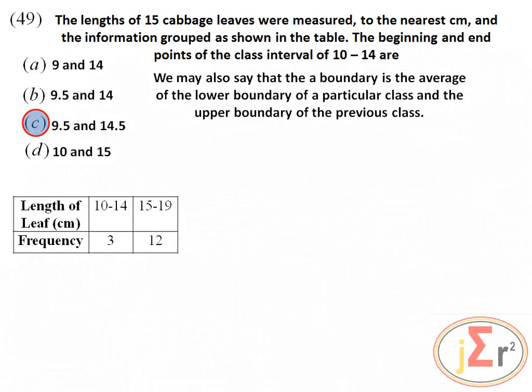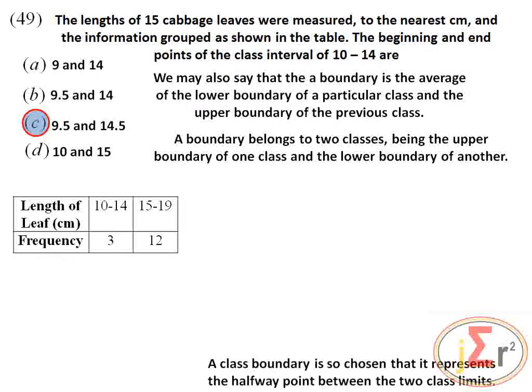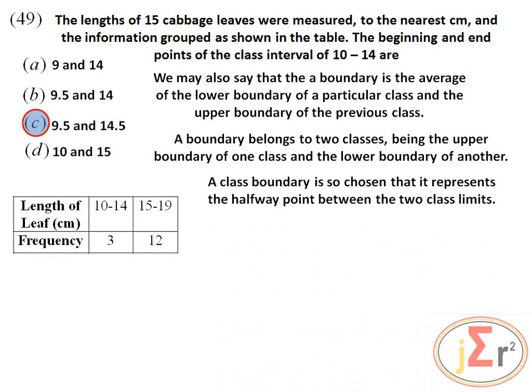We may also say that the boundary is the average of the lower limit of a particular class and the upper limit of the previous class. A boundary belongs to two classes, being the upper boundary of one class and the lower boundary of another. A class boundary is so chosen that it represents the halfway point between the two class limits, and that is the greatest thing that we need to consider when we are calculating boundaries.